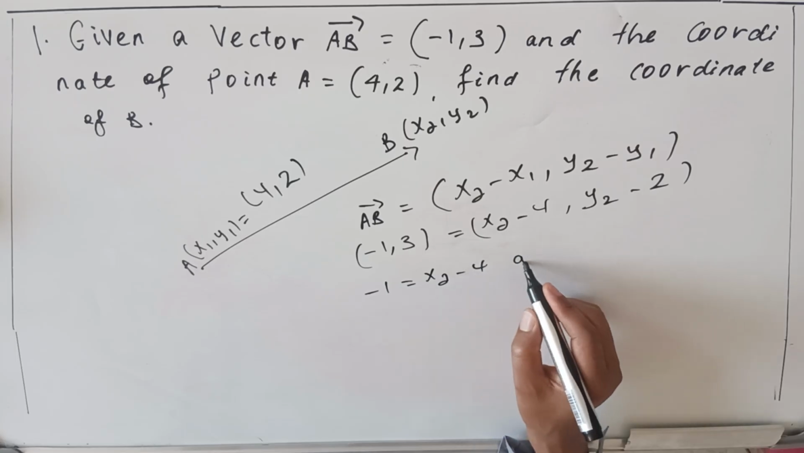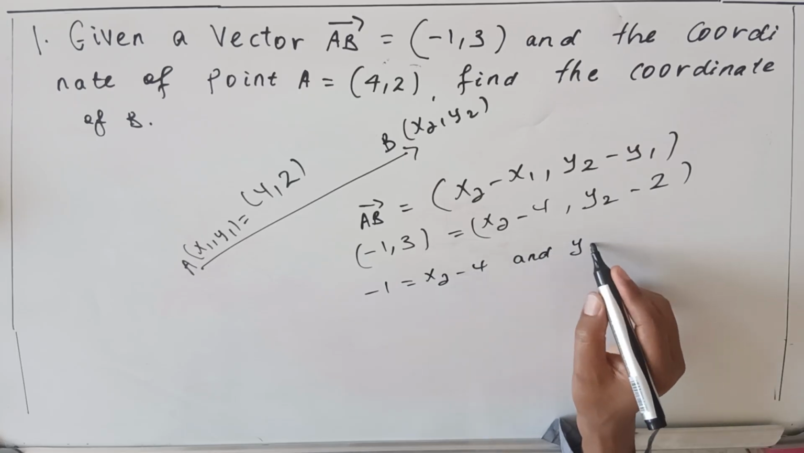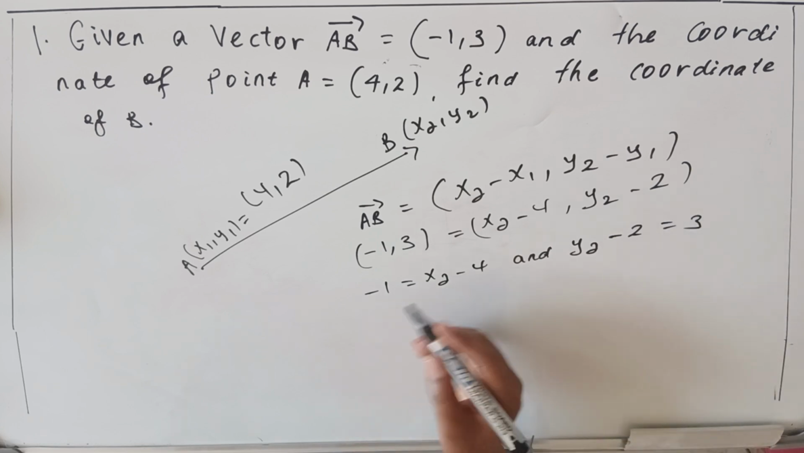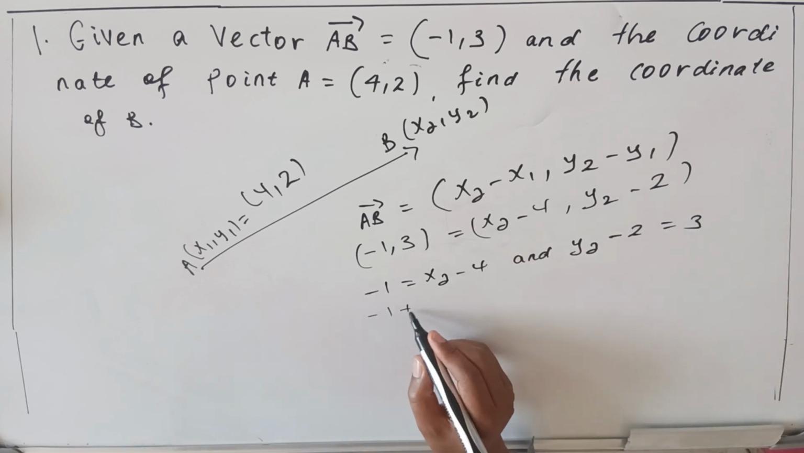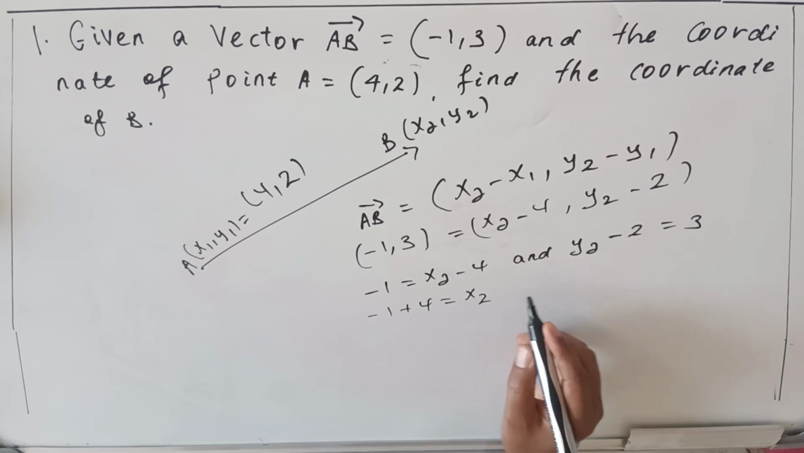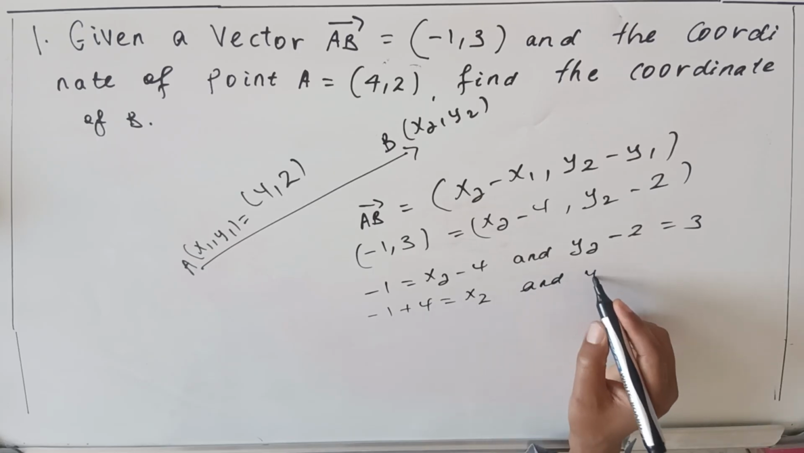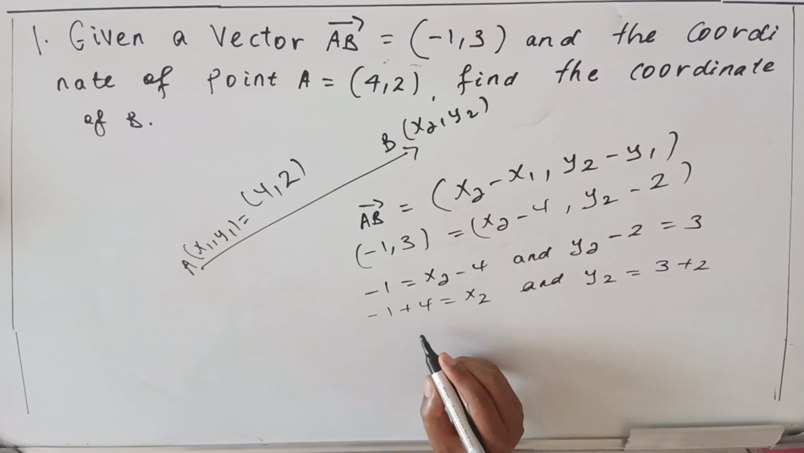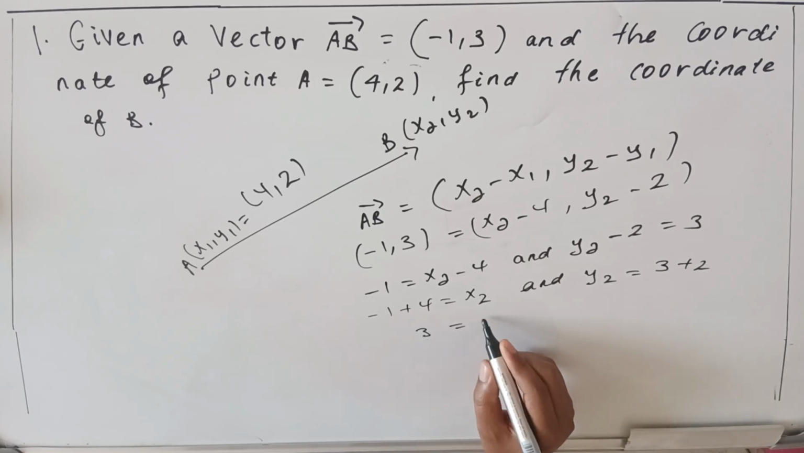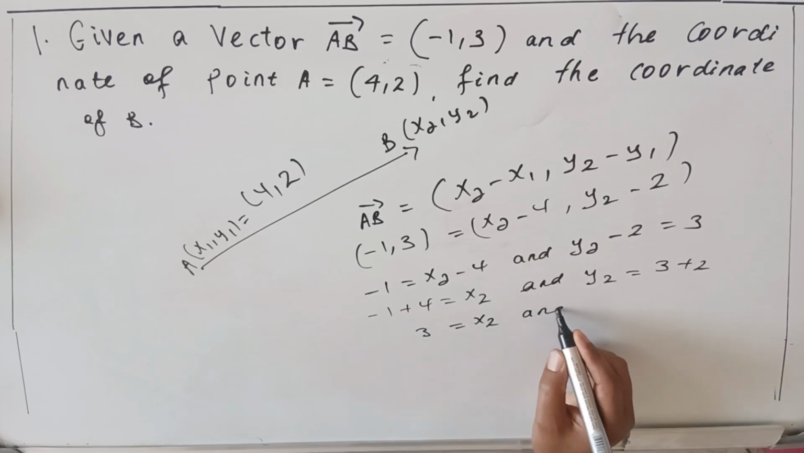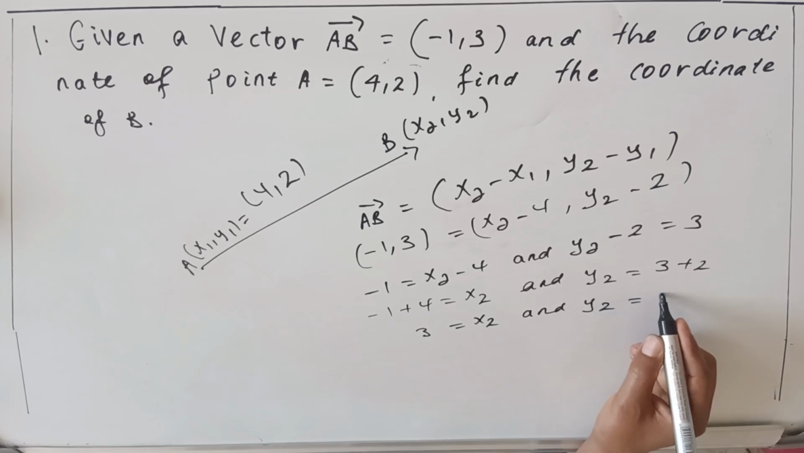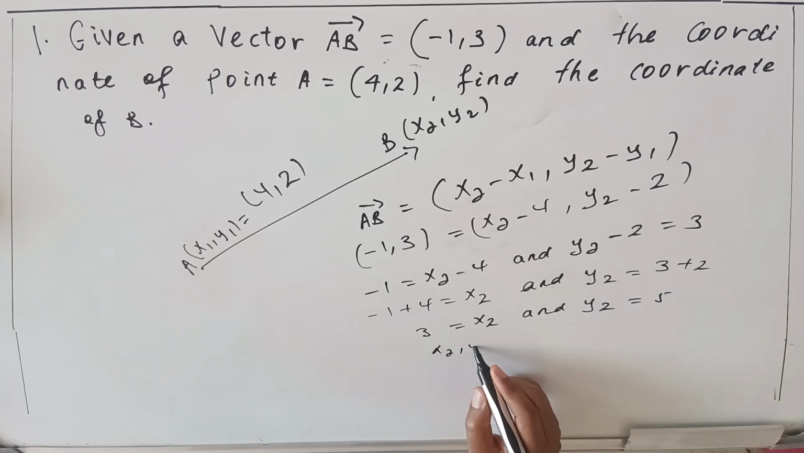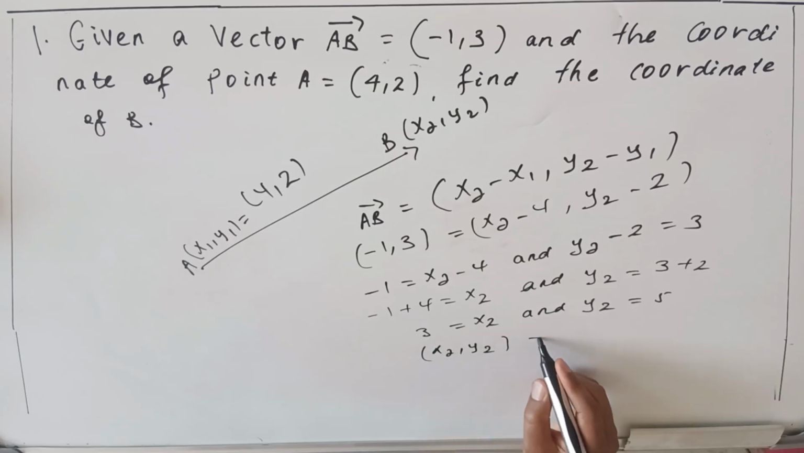So -1 is equal to x2 minus 4 and y2 minus 2 is equal to 3. So -1 plus 4 is equal to x2 and y2 is equal to 3 plus 2. So -1 plus 4 is 3, which is equal to x2, and y2 is equal to 5. That is the ordered pair x2, y2, or point B.